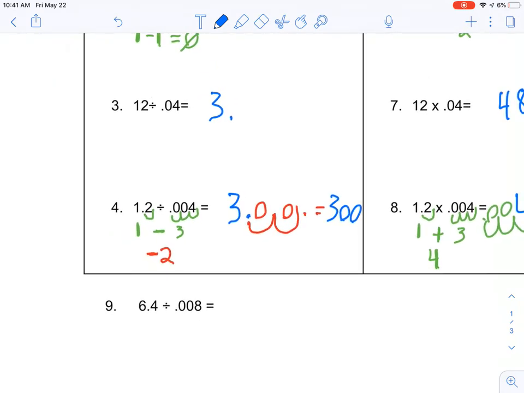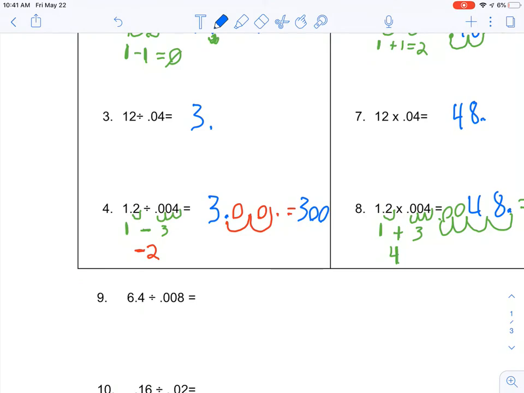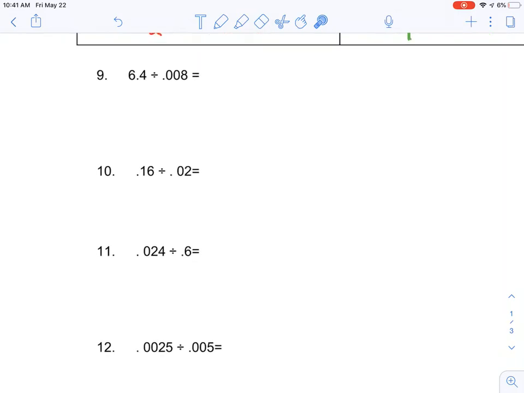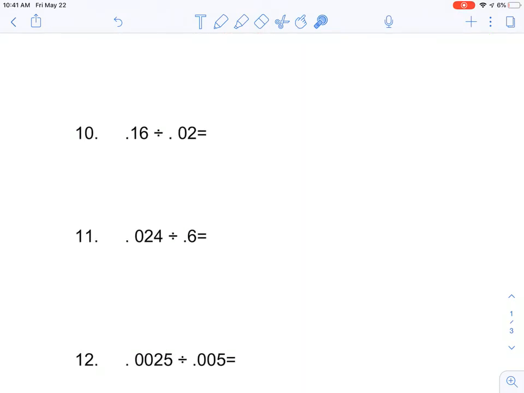Okay, hopefully that's making pretty good sense to you so far. Remember, if you have a positive number at the end, once you're adding or subtracting decimals, you move forward. If you have a negative number at the end, you move backwards. So let's try just one more and see where it takes us. Right here we have 0.024 divided by 0.6. So let's count those decimal movements. We move 1, 2, 3 forward, and then we move 1 forward.